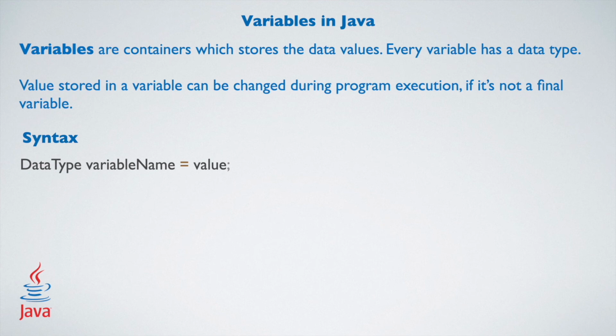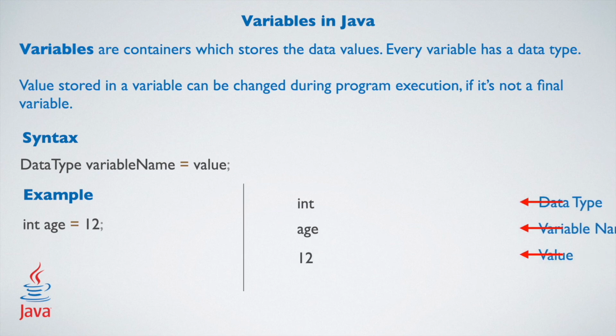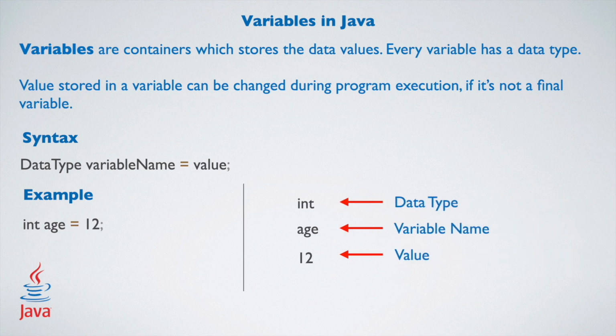So variables are containers which store some data values, and every variable will have a data type. Now the value which we are storing in a variable can be changed during the execution of the program if our variable is not final. So the syntax for defining a variable is data type, then variable name, and then its value. Let us understand it with the help of an example. int age = 12, where int is our data type, age is our variable name, and 12 is its value.